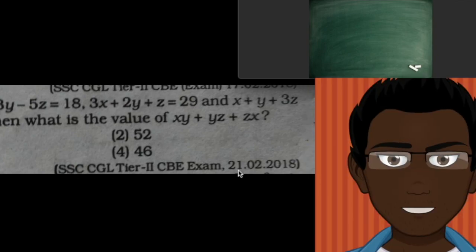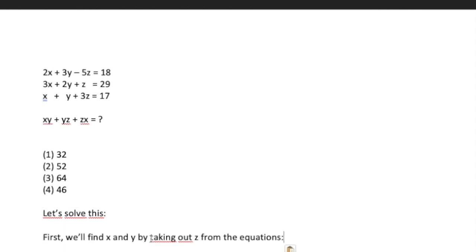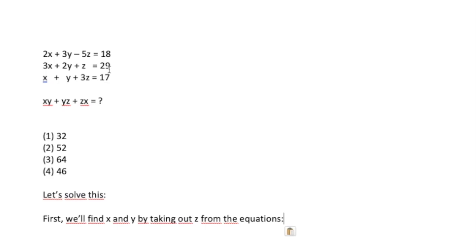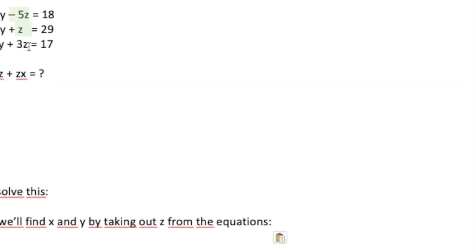I was like, what would the answer look like if I wanted to solve this? First, what we need to do is to find x and y from this equation. And to find that, we need to take out the z, right? So how do we do that?